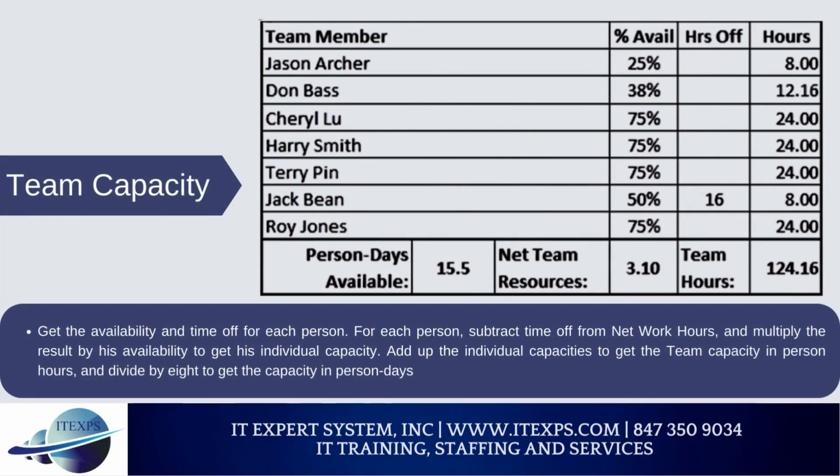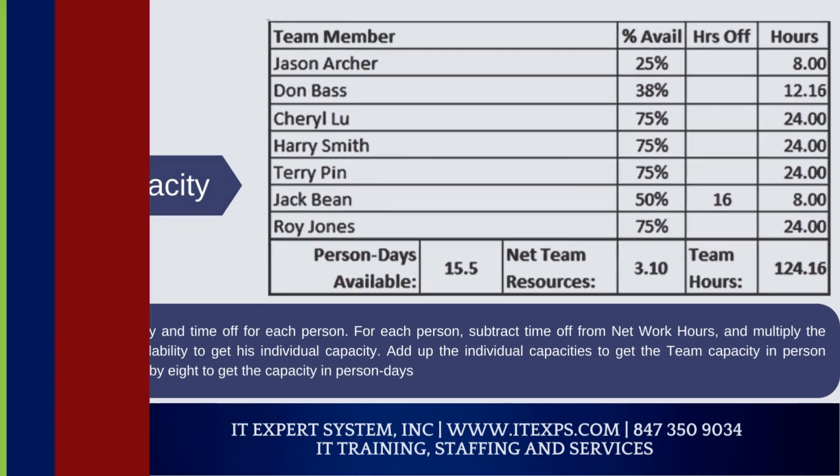Team capacity. Get the availability and time off for each person. For each person, subtract time off from net work hours, and multiply the result by his availability to get his individual capacity. Add up the individual capacities to get the team capacity in person hours, and divide by 8 to get the capacity in person days.